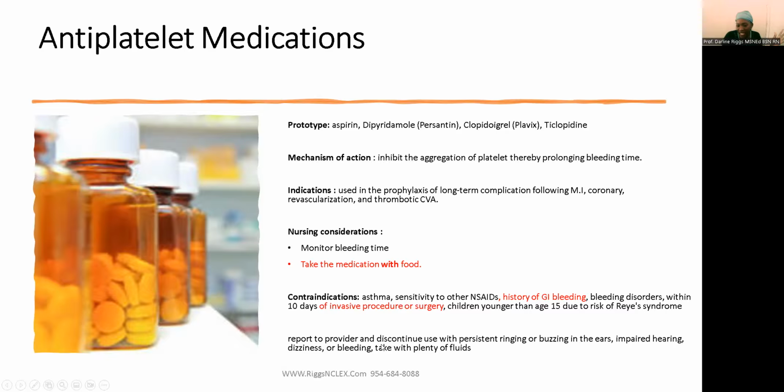Another thing you want to teach the client when they're on this family of drugs, antiplatelets, is they have to follow up with their hearing doctor, because there is a risk of ringing and buzzing in the ears, impaired hearing, dizziness. They need to report it, but they should follow up with their hearing doctor about every 4 months.